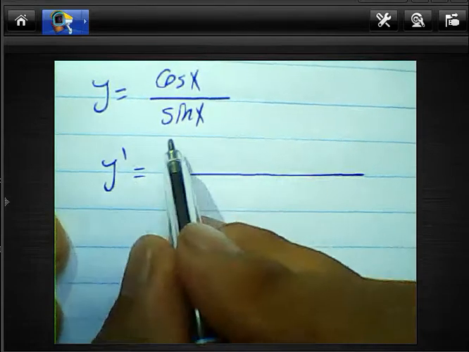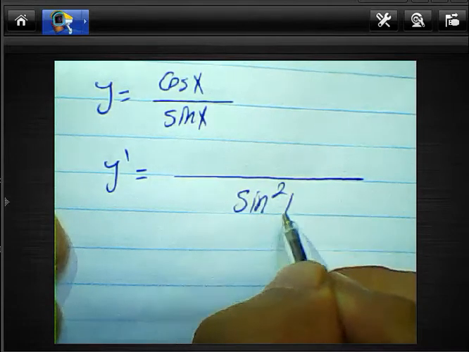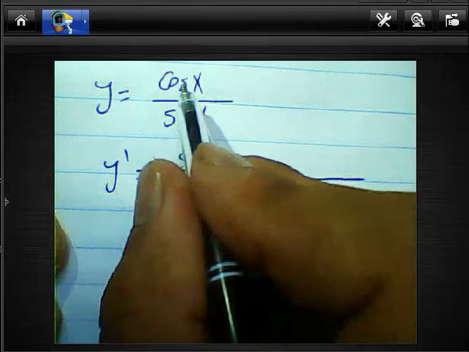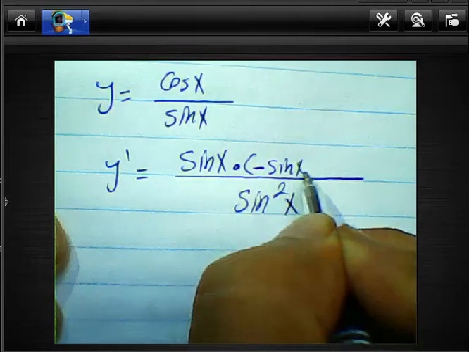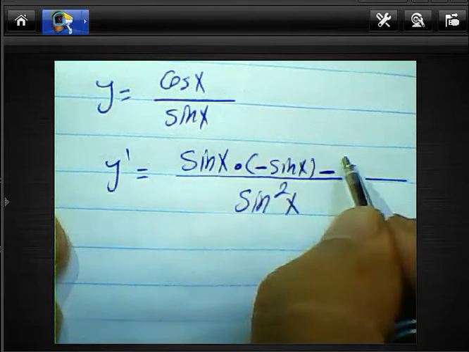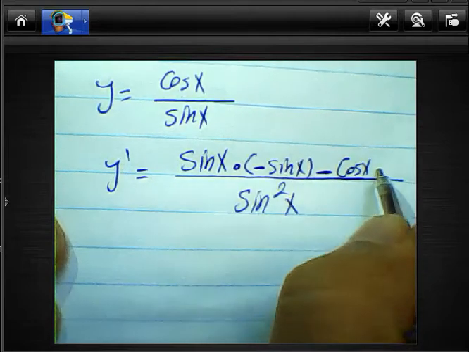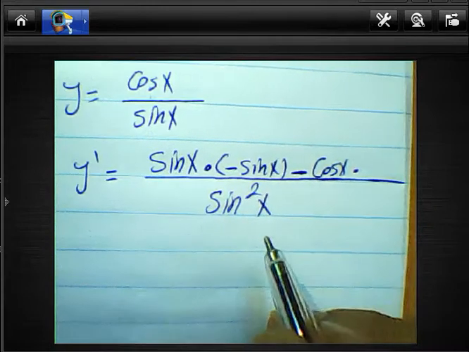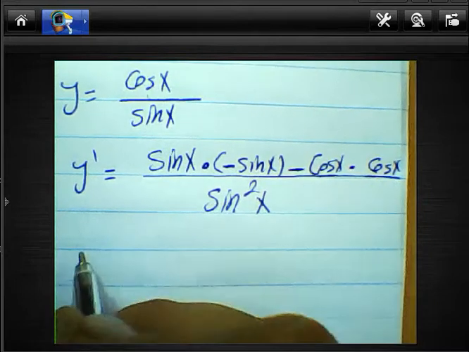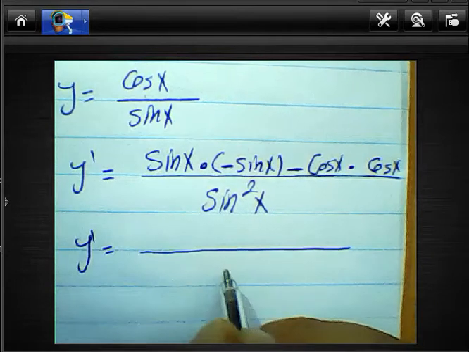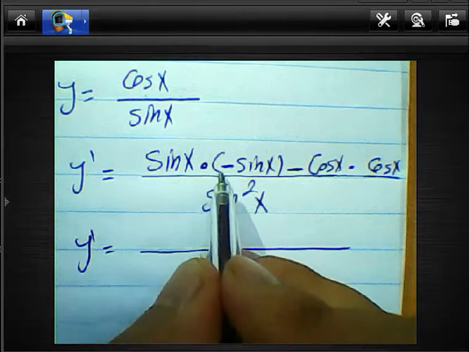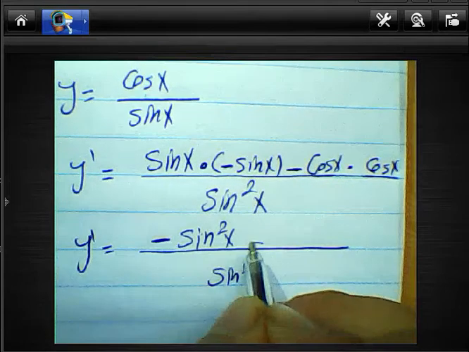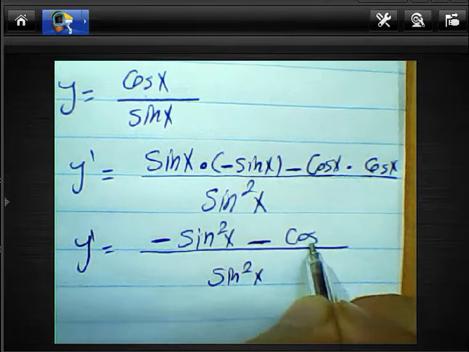We write the denominator squared. The denominator sine x, dot the derivative of the numerator cosine x, which is negative sine x, subtract the numerator cosine x, dot the derivative of the denominator sine x, which equals cosine x. Then y dash equals, over sine squared x. Negative sine x multiplied by negative sine x equals negative sine squared x, and negative cosine x multiplied by cosine x equals negative cosine squared x.